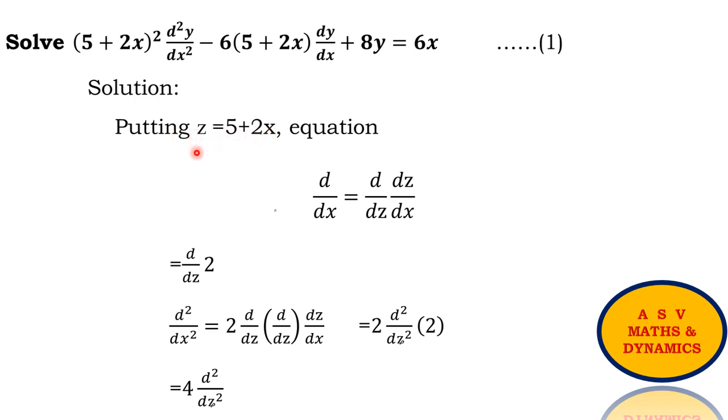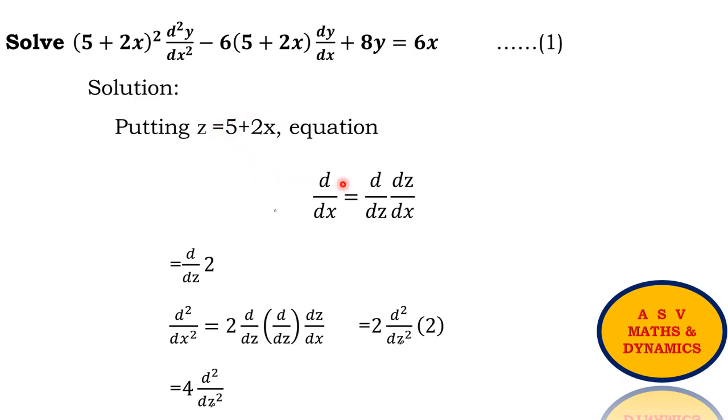So now we want to change the variable from x to z. With z equal to 5 plus 2x, what is dz divided by dx? It is equal to 2, because 5 is a constant, and the variable is x with coefficient 2. That means dz by dx equals 2.